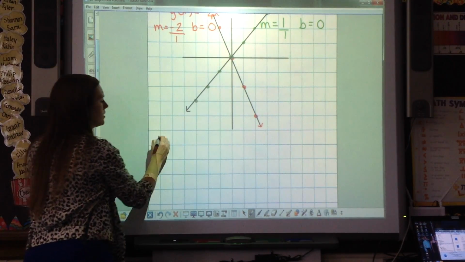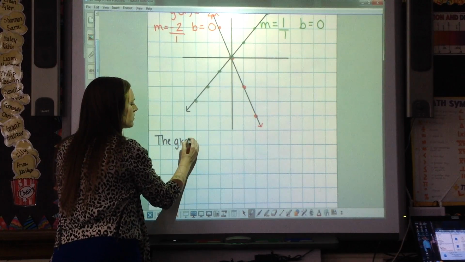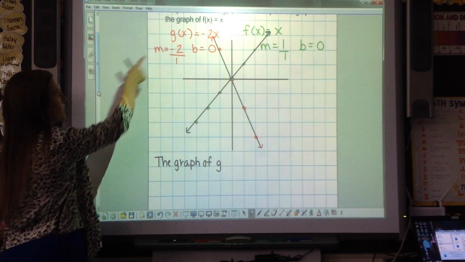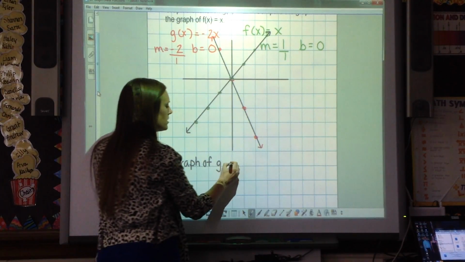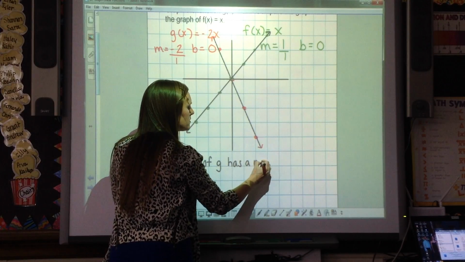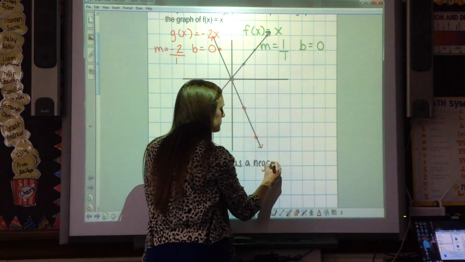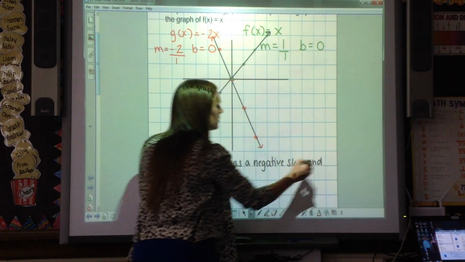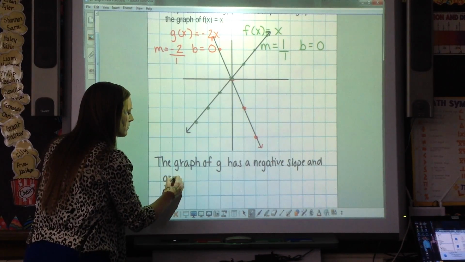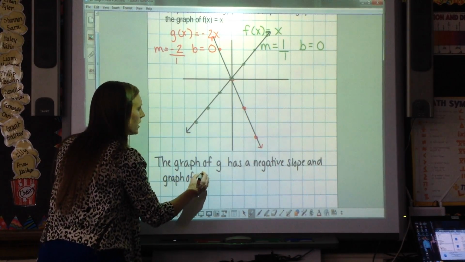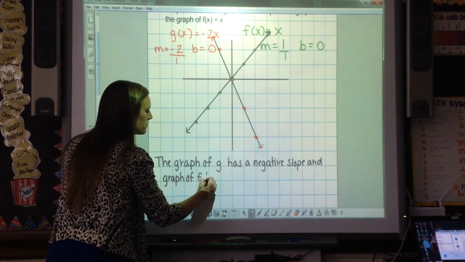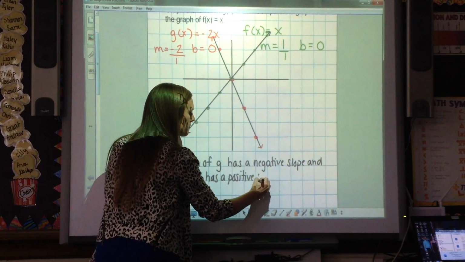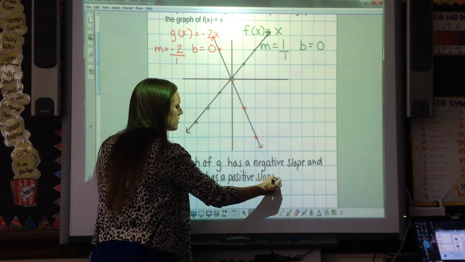I'm going to say the graph of g, and make sure it's g here. Yep, the red line. Here's the red line. Graph of g has a negative slope. And the graph of f has a positive slope. Okay, so we can describe a graph by its slope.